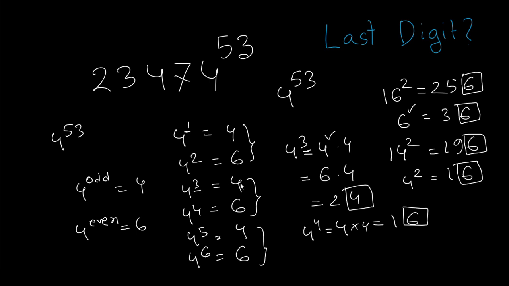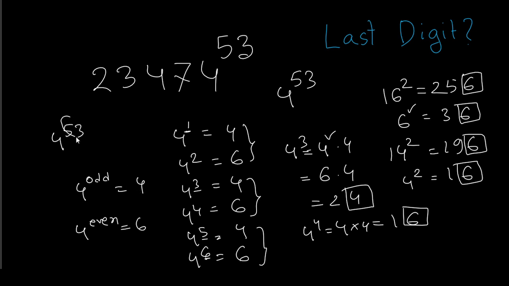When 4 to the power 3, we are getting 4. When 4 to the power 5, we are getting 4. But when 4 to the power 2, which is an even number, we are getting 6. When 4 to the power 4, which is also an even number, we are getting 6. When 4 to the power 6, we are also getting 6. So for even numbers we are getting 6, for odd numbers we are getting 4.